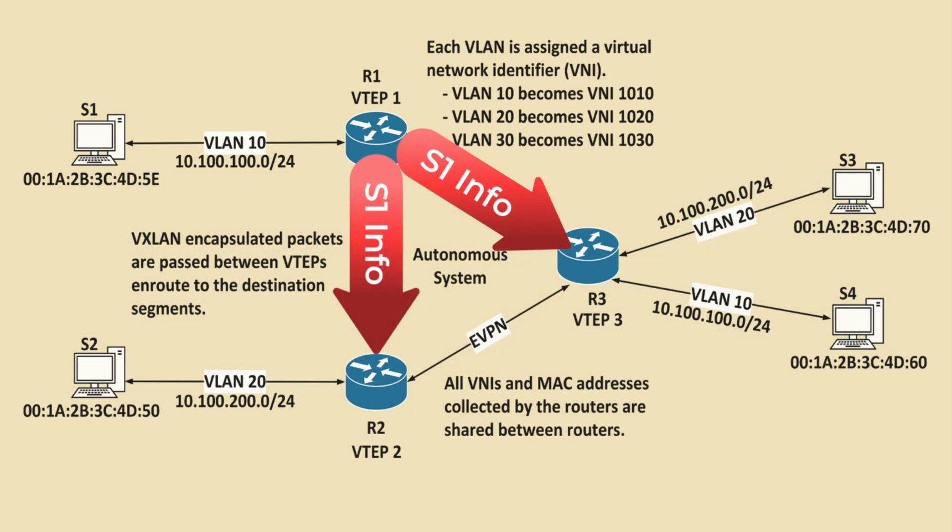R1 then sends the updated information to R2 and R3. Routers 2 and 3 also record the next hop to that MAC address, R1, in their EVPN tables. The learning of a MAC address and its next hop received from the local VTEP is known as remote learning.